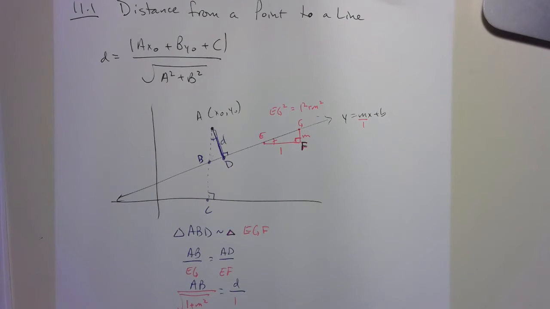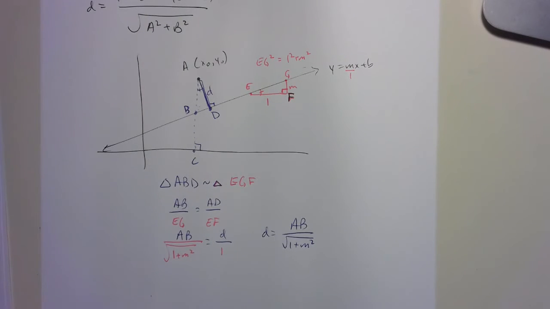Okay, so one form of our distance formula would be distance equals AB over the square root of 1 plus m squared. Okay, so that would be a distance equation we could use. Not that we'd really want to, right? But we could use it. Now, here's how we're going to turn that into a usable formula for ourselves.